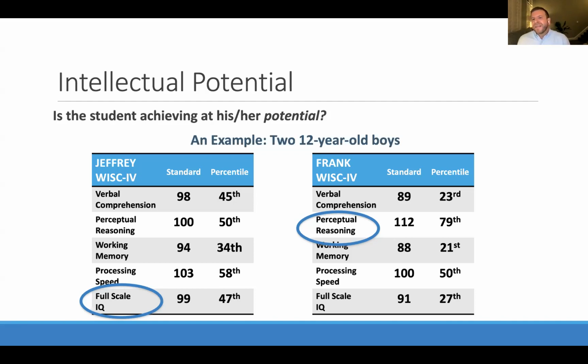But if we look at Frank, it's a very different picture. We see that Frank has an above average 79th percentile perceptual reasoning. Those are those kinds of nonverbal type of tasks. But if we look in the verbal domain, down in the 23rd percentile. So we're seeing a split there between verbal and nonverbal. And so the WISC is not, in this case, giving us a full scale or a summary estimate that's really an accurate picture of all of these domains.